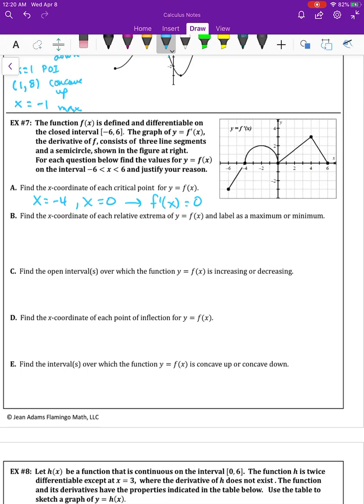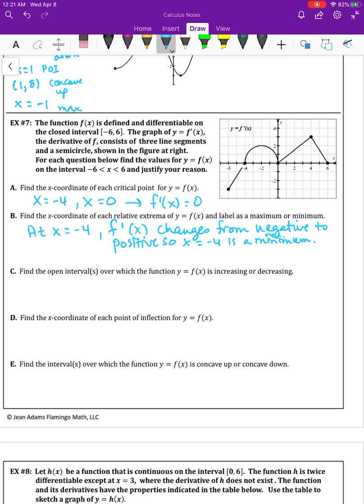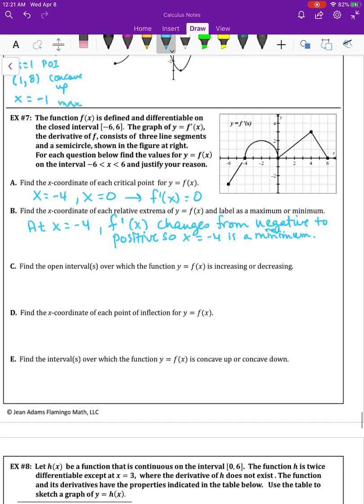Find the x-coordinate of each relative extrema of y equals f of x and label as a max or a min. So we know that we had extrema at x equals negative 4, and since our derivative was going from negative to positive, f prime of x changes from negative to positive. So x equals negative 4 is a minimum, or you could put relative minimum. And then at 0, it goes from positive to positive. So that's not going to be considered an extremum. It's a critical point, but it's not an extremum because it doesn't change from positive to negative or negative to positive. So really, this is the only one for part B.